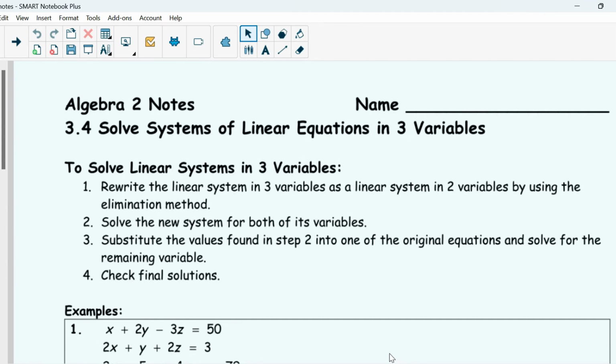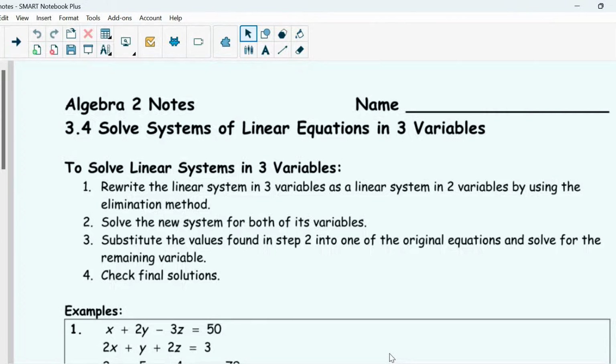So to solve linear systems in three variables, we need to first start by rewriting the linear system as a system with two variables, okay? We can do this using the elimination method, but I'll also show you an example too, how to do this using the substitution method. Next, you will just solve the new system, which will have two variables, for both of its variables. Then you'll substitute both of those answers into one of our original equations to solve for the variable that we eliminated in the first step.